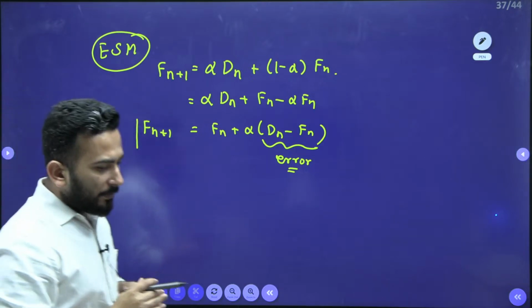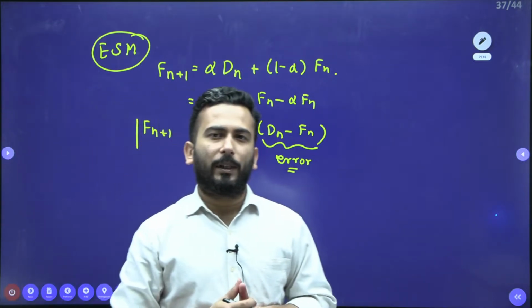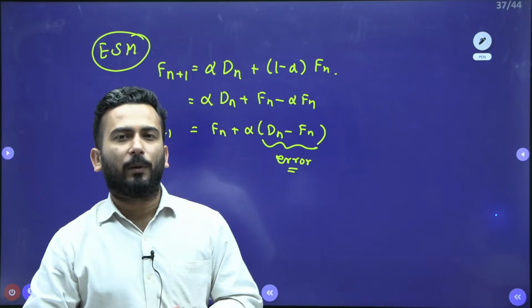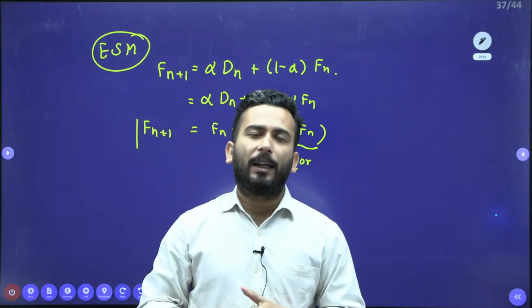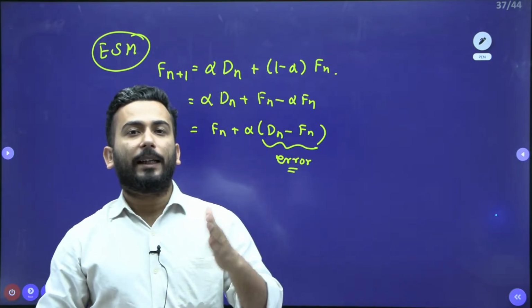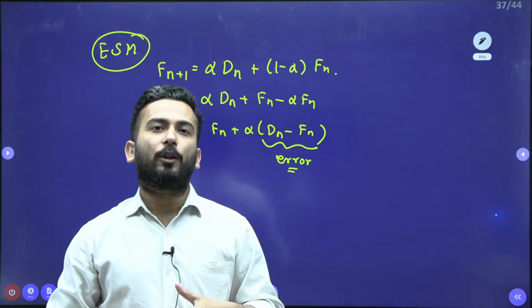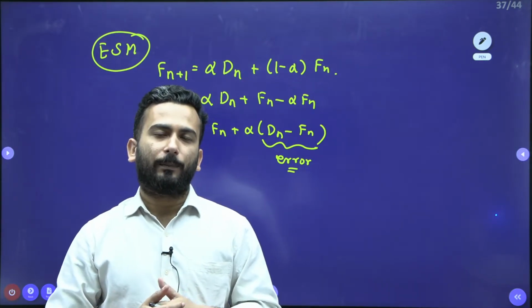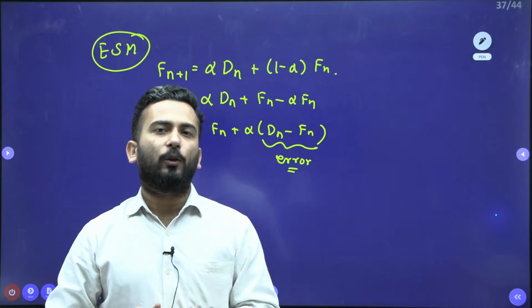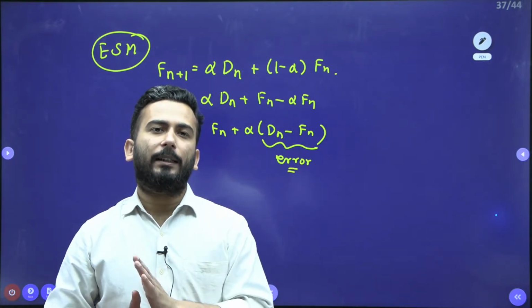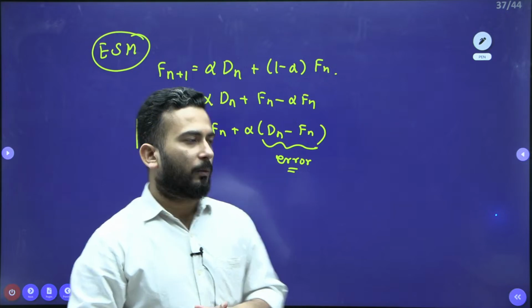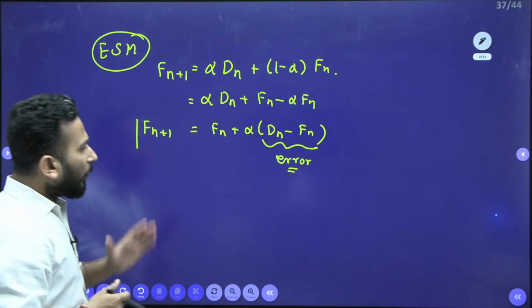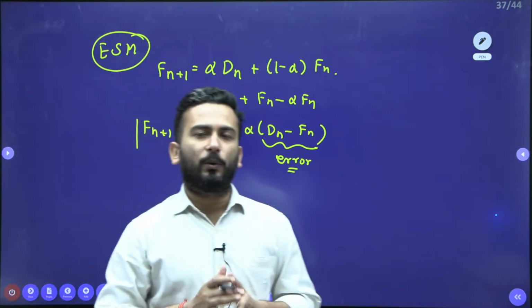Now my dear friends, some theoretical questions are also framed here: when do we take higher values of alpha and when do we take lower values of alpha? We take a higher value of alpha in case of a new product or fluctuating demand, and whenever we take a low value of alpha, it is for stability. Yes or no? So I request you to keep all these things in mind.